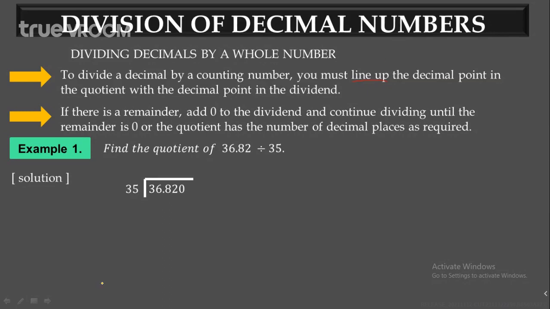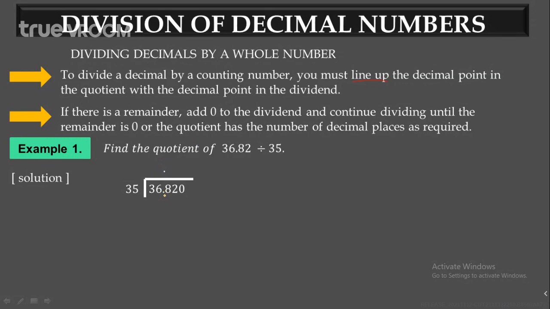So the first thing that you need to do, you must line up. You need to align the decimal point in your dividend to the quotient. So here is the decimal point, students. You need to put the decimal point right above the decimal point of the dividend.